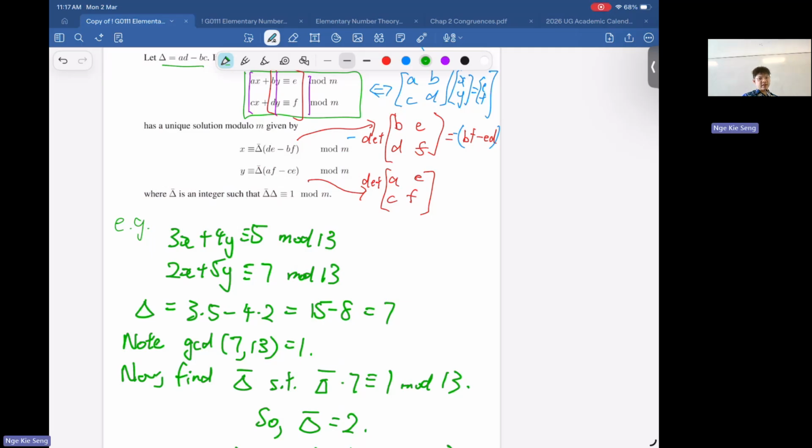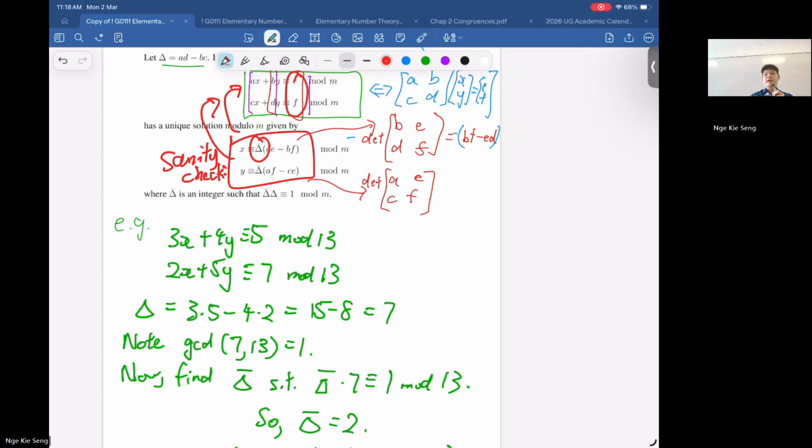If you are interested in how we figure out this formula, you can look at the proof. Or actually, you can do a sanity check here, maybe to help you understand why it is true in general, and why this delta bar matters. You can substitute back and see how they cancel out, to give you E and F. Then you will see why it works. Does that make sense?